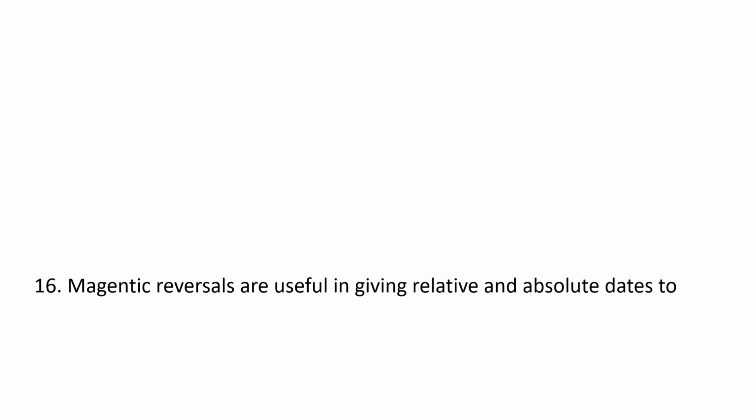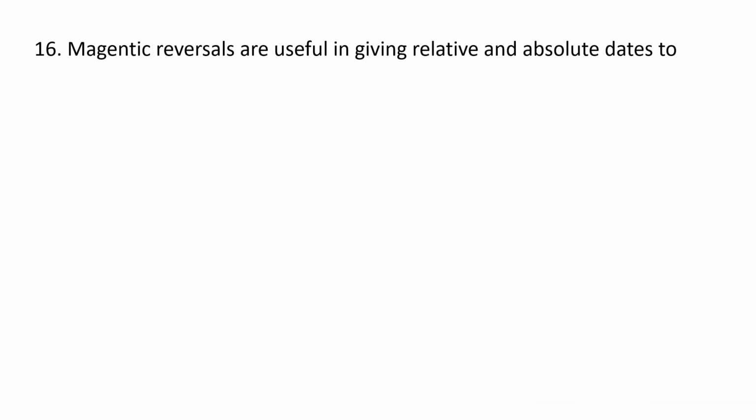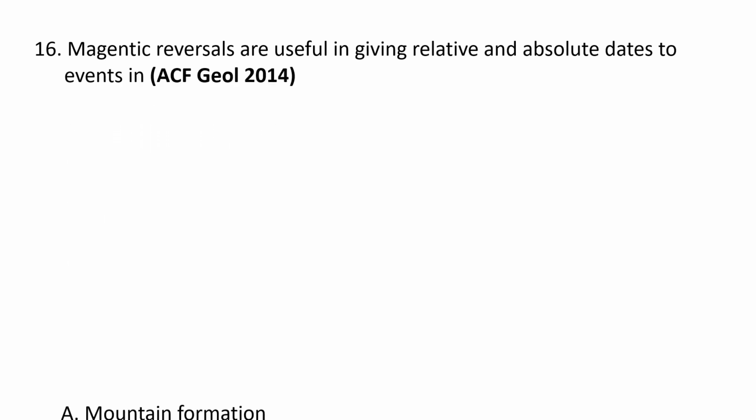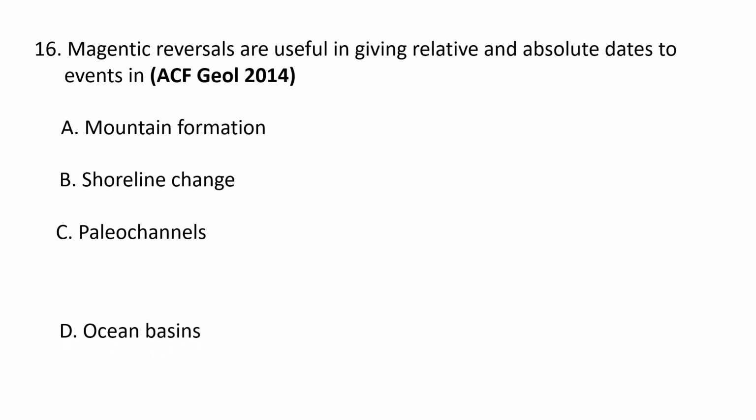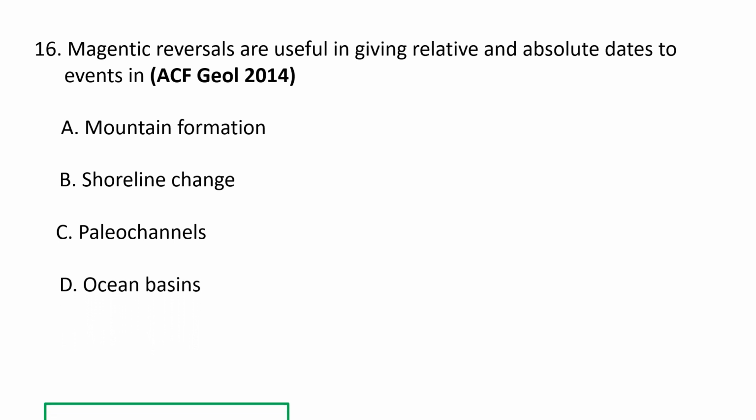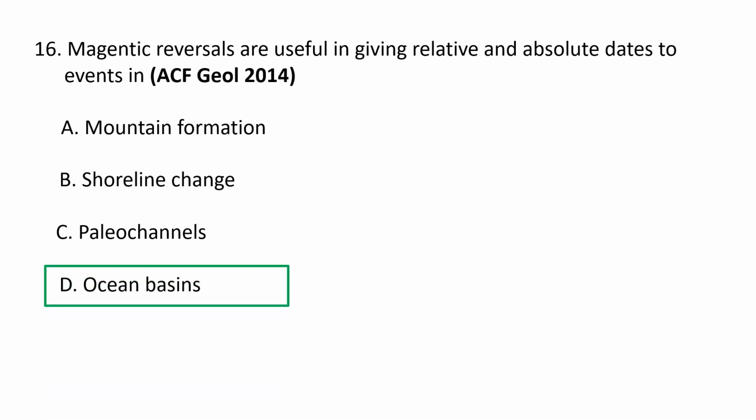Next question. Magnetic reversals are useful in giving relative and absolute dates to events in A. Mountain formation, B. Shoreline chain, C. Paleo channels, D. Ocean basins. Magnetic reversals are useful in giving relative and absolute dates to events in ocean basins. So D is the correct option.